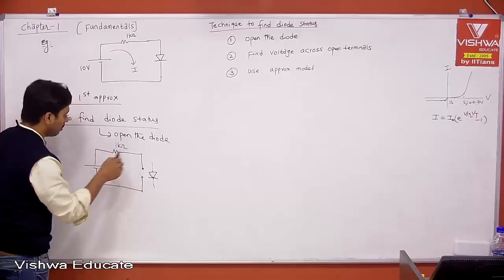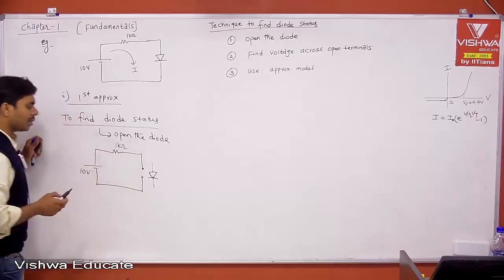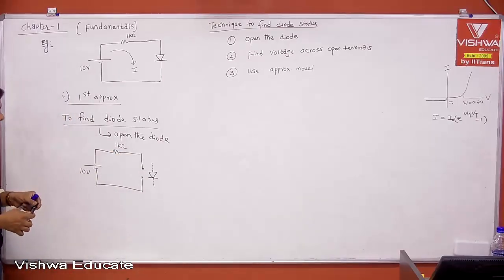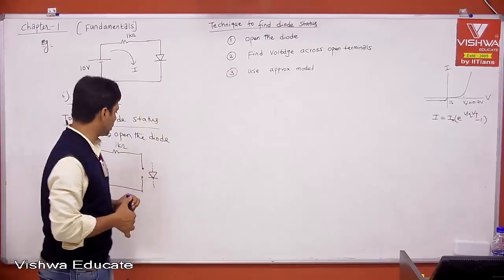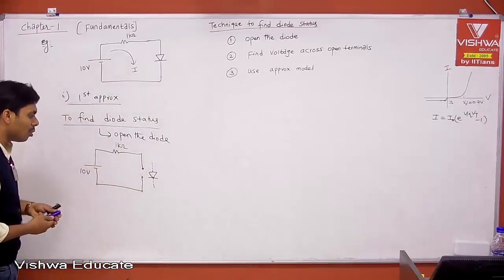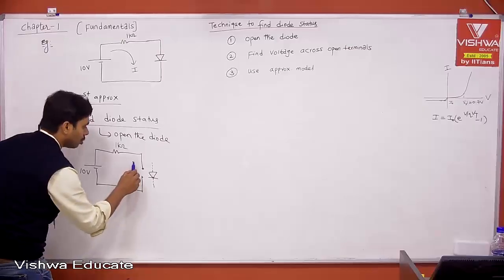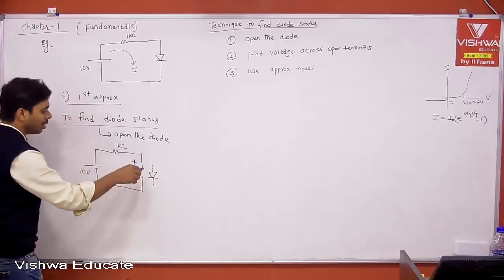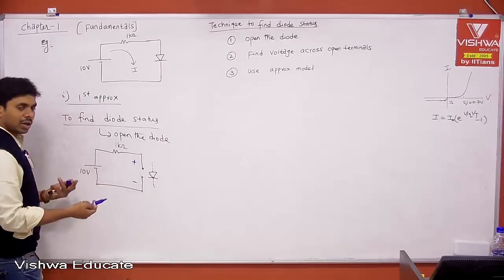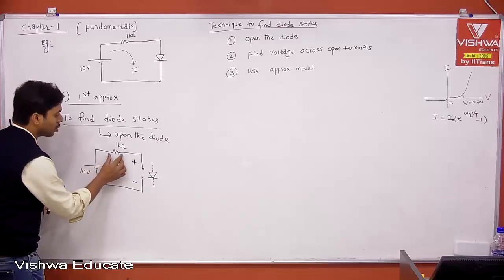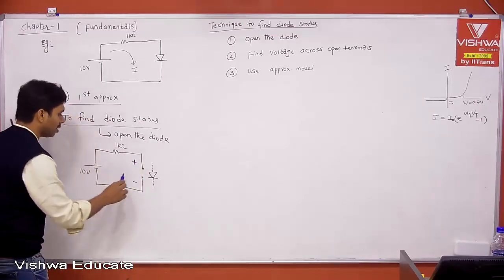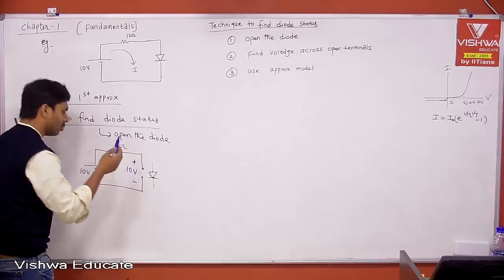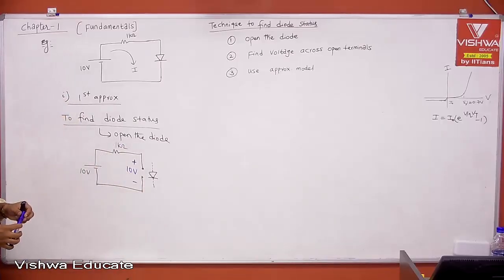Therefore, this is 1 kilo ohm and this is 10 volt. Therefore, now tell me, we opened the diode, then what is the second step? Find voltage across open terminals. Then tell me what is voltage across open terminals? Voltage across open terminals is, because when you open the diode, there is no current in the circuit. If there is no current in the circuit, there is no voltage drop across 1K. The entire voltage will come to the open terminals. Therefore, it will have 10 volts.